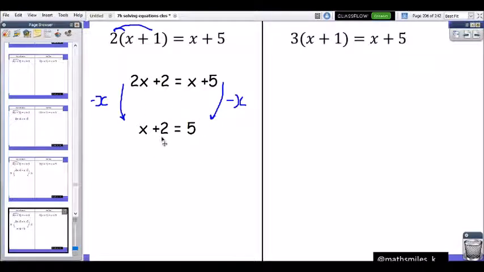It's just some number plus 2 makes 5. Well, what number plus 2 makes 5? That number must be 3. I know that because when I subtract 2 from both sides using my balancing method, x has to be 3. This is my solution.